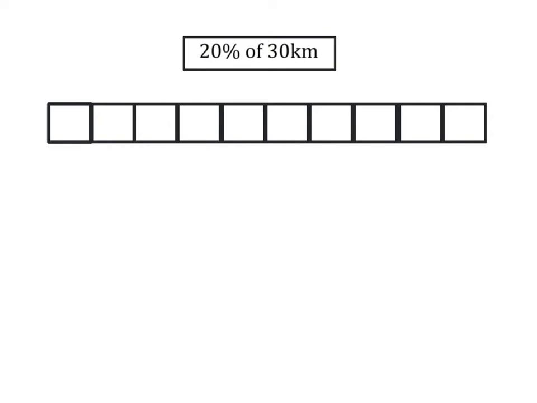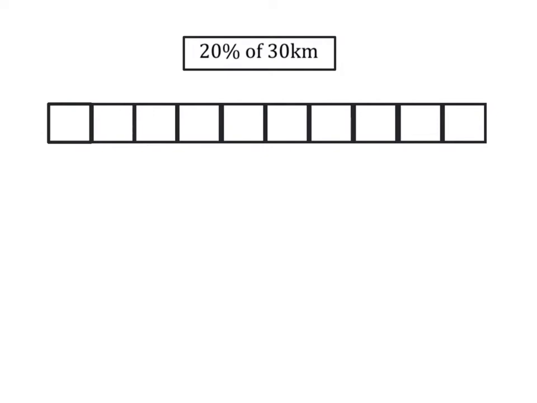So we're going to work out 20% of 30 kilometres. Now I'm going to show you this using a bar model. Now you can see I've set out a bar underneath, which has got 10 boxes in. Now that's because we always start off with 100%.